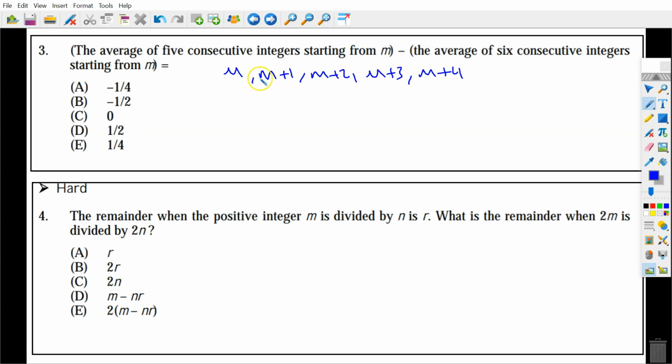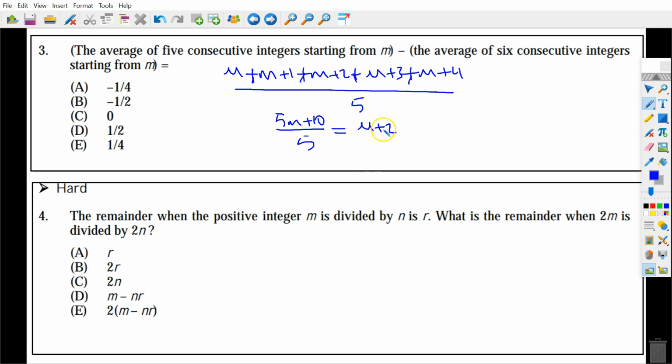If I try to figure out their average, if I add them up and divide it by 5, let's see what we're going to get. We're going to get 5m plus 10 divided by 5. So that's going to be equal to just m plus 2.